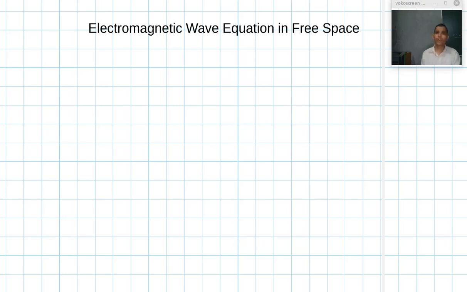So today I am going to derive the electromagnetic wave equation in free space, and I will use Maxwell's equations to derive it. So for this, let us consider Maxwell's equations.